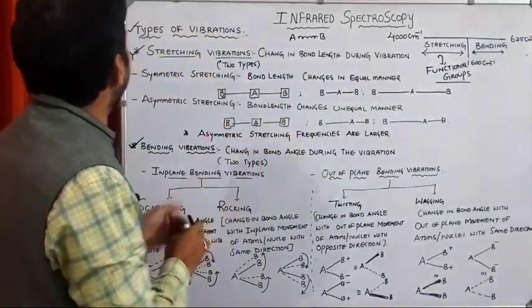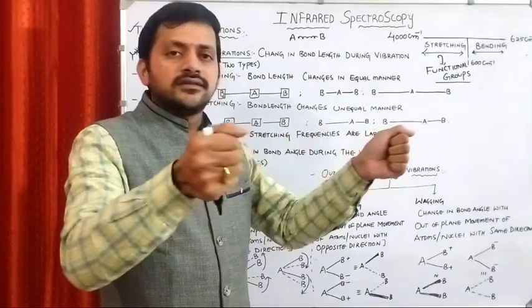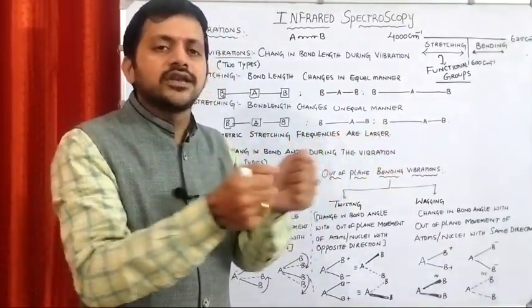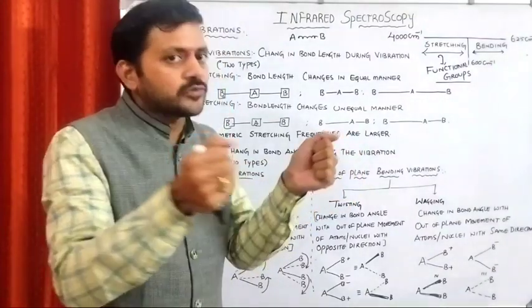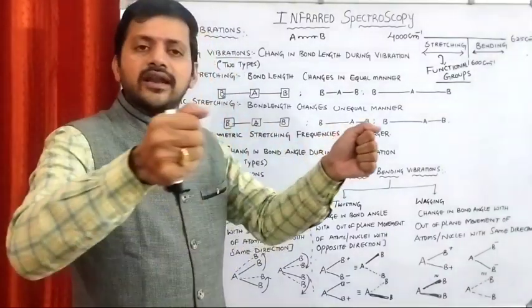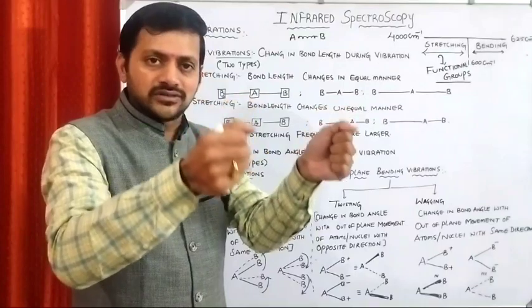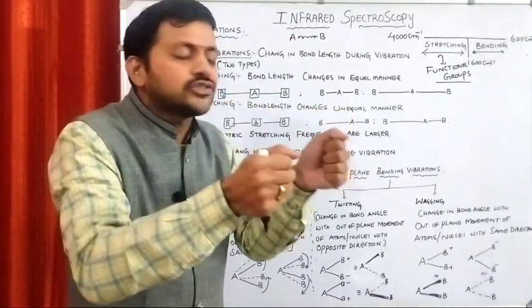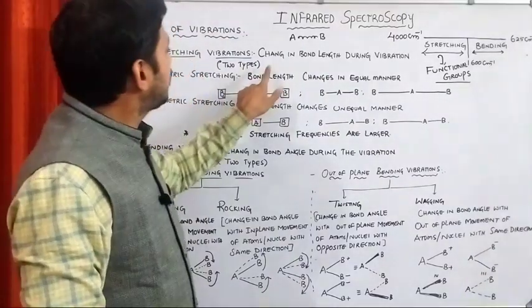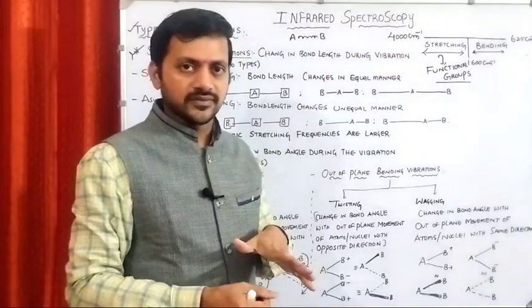Okay, now come to the first type, stretching vibration. Vibration means the distance between the nuclei or atoms is changing continuously. Compressions and expansions, right? Because of the compressions and expansions, if the bond length is changed between the atoms or the nuclei, then such types of vibrations are commonly called stretching vibrations. See this one, the change in bond length during the vibration.